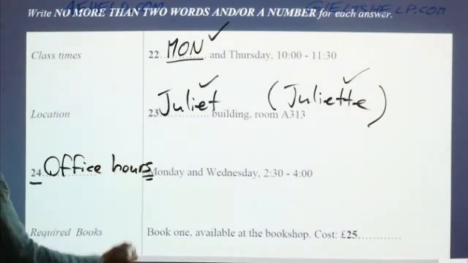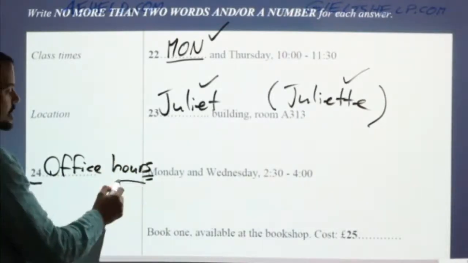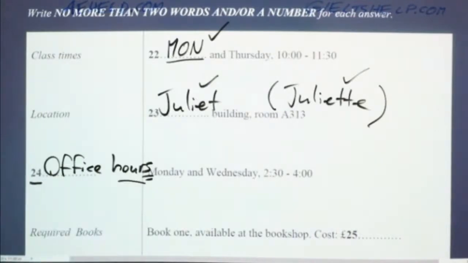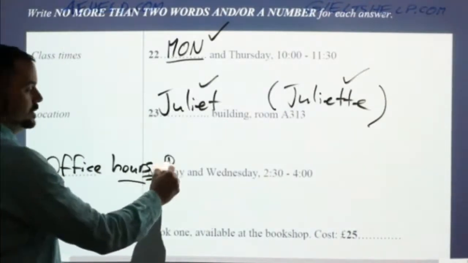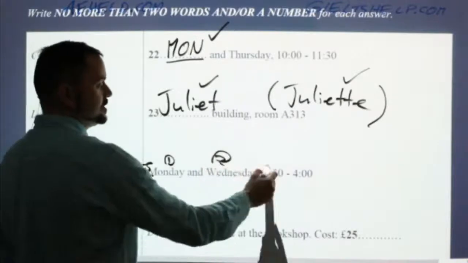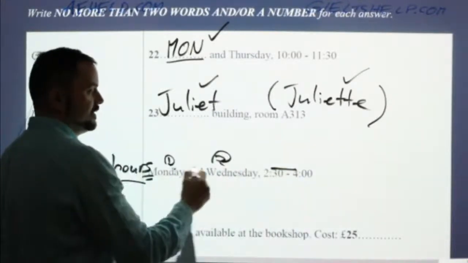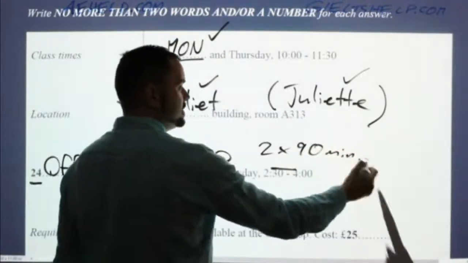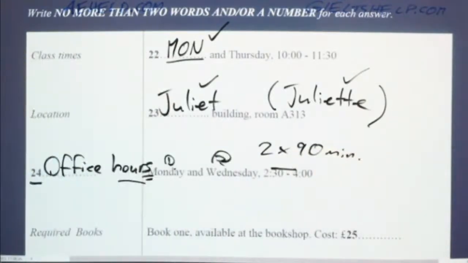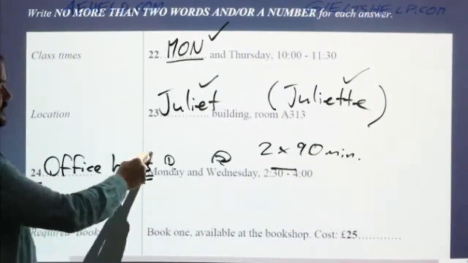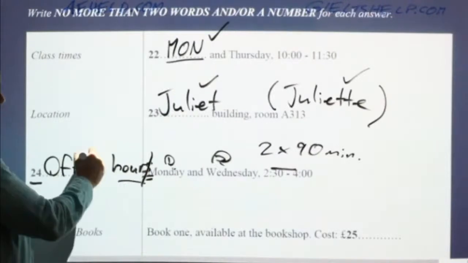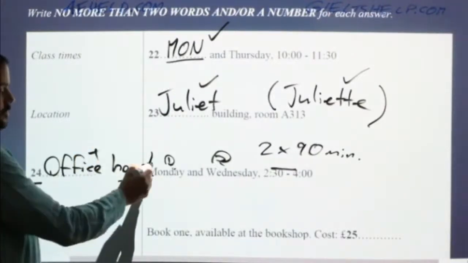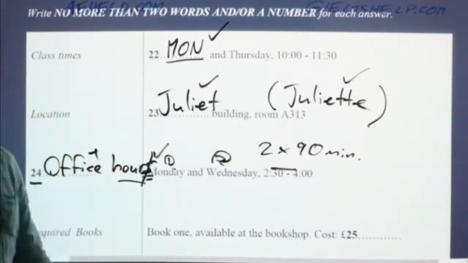It's office hours, and it's S. Hours is countable, and you have 1, 2 sets of hours. So this professor has 2 times 90 minutes of visitation by students. So it's called office hours. If you write office hour, there's a good chance they'll mark that wrong. Okay, so you need the S to get it right. Okay, careful about that.